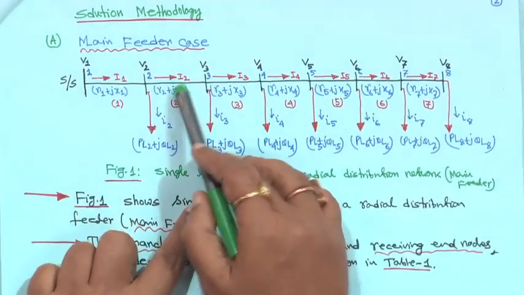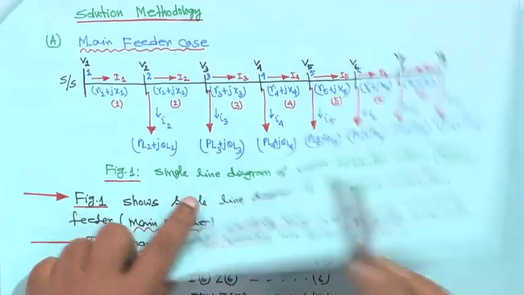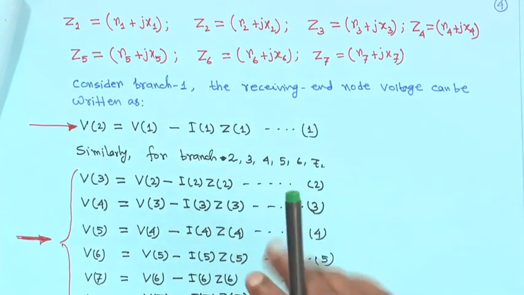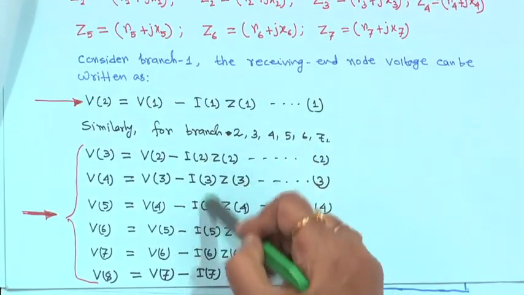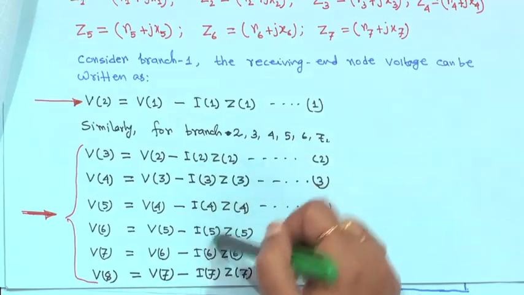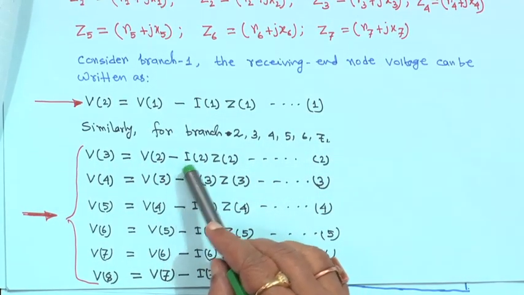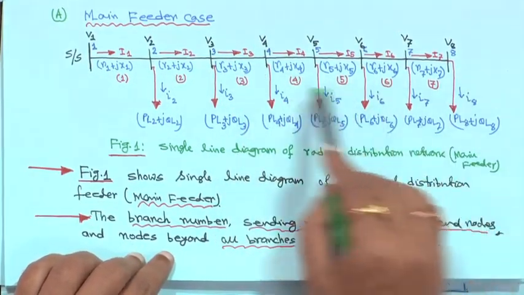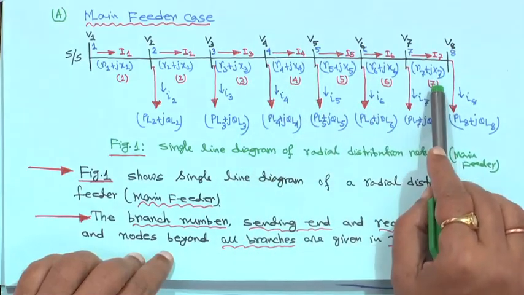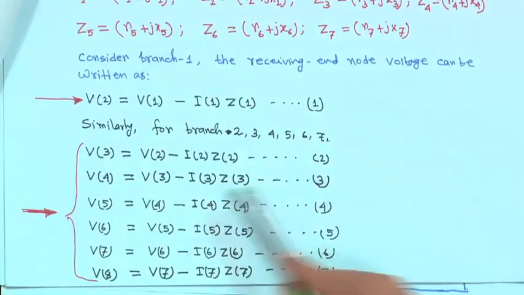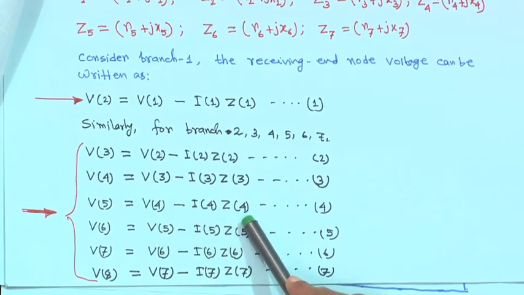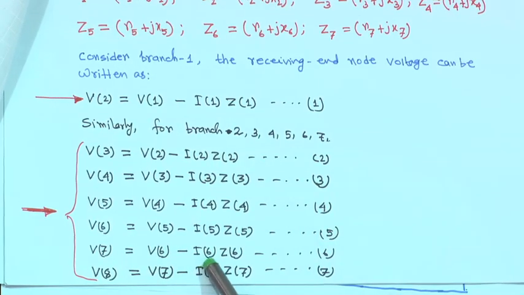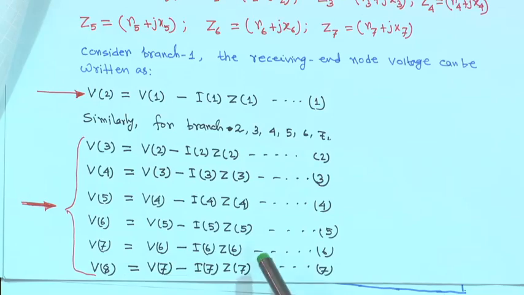Similarly, for branch 2, you can write V3 is equal to V2 minus I2 Z2. Here, because V2 is known, V2 will come here. We assume all of I1, I2, I3, I4, I5, I6 are known. How to compute the initial values of I will come later, but you assume they are known. Therefore, V3 is equal to V2 minus I2 Z2, right. Similarly, V4 will be V3 minus I3 Z3 and so on, because this is a main feeder and a recursive type of relationship. Similarly, V5 is equal to V4 minus I4 Z4, V6 is equal to V5 minus I5 Z5, all equation numbers have been given. V7 is equal to V6 minus I6 Z6, and V8 is equal to V7 minus I7 Z7.